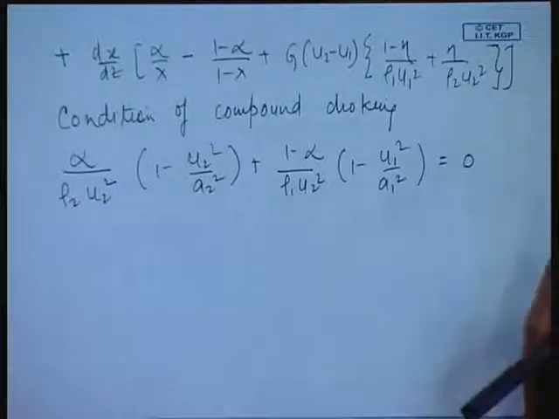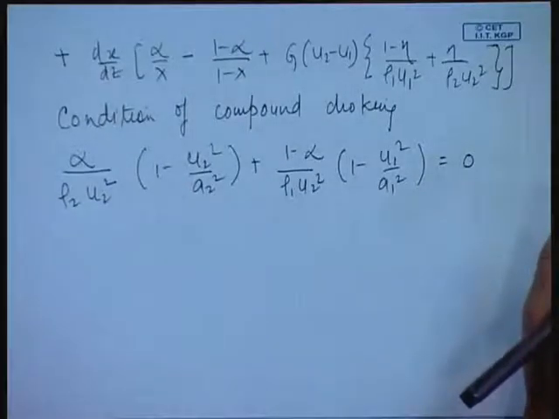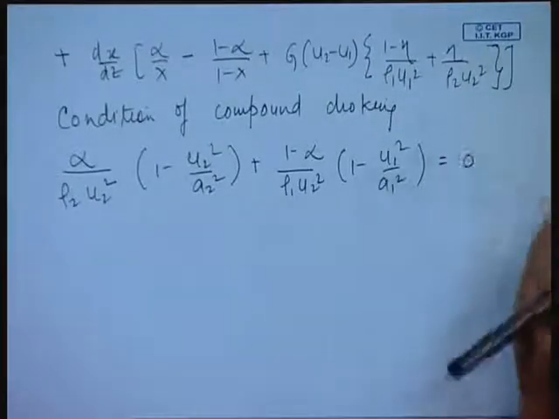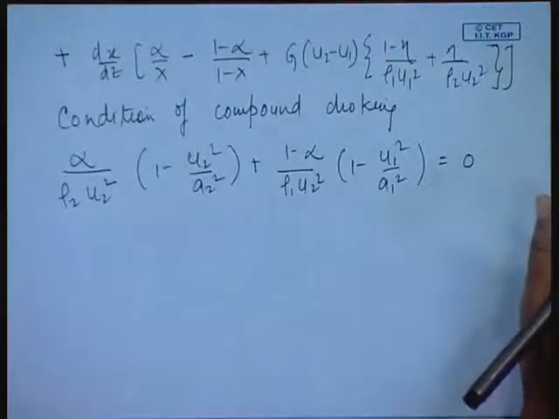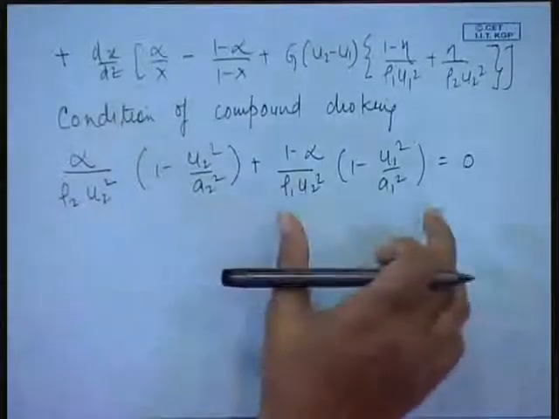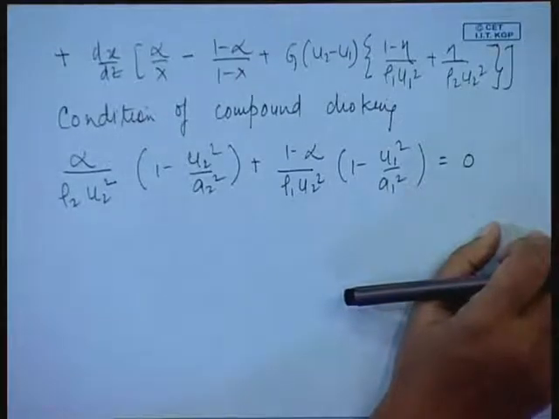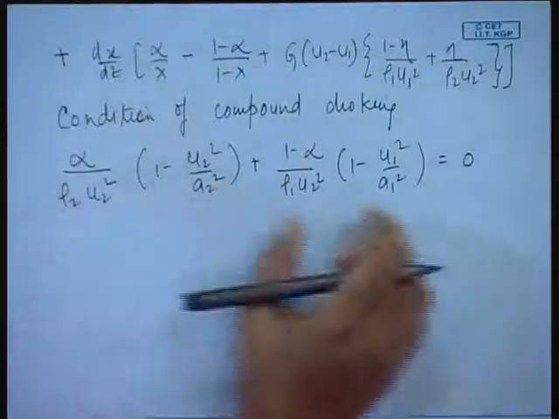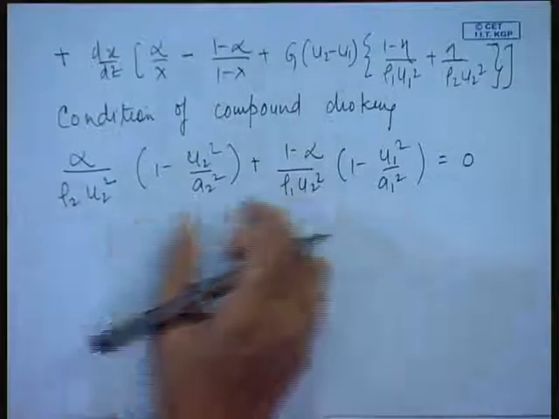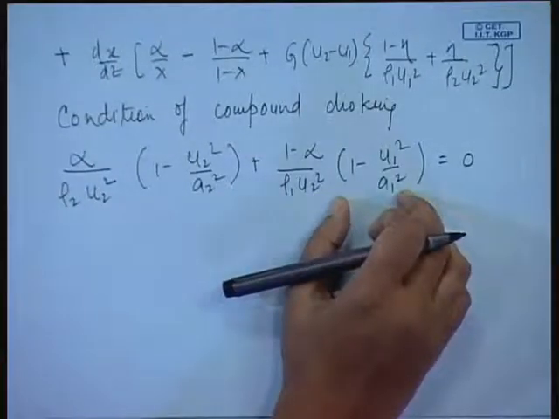Now, look at this particular expression which I have got. In this expression, alpha and 1 minus alpha, both are positive quantities, yes or no? Rho 1, rho 2, can they ever be negative? U 1, u 2, they cannot be negative. So, something plus something, if it has to be equal to 0, then how to adjust for that? Since all other factors are positive, only the terms in the parenthesis can be adjusted to give us the condition of compound choking.